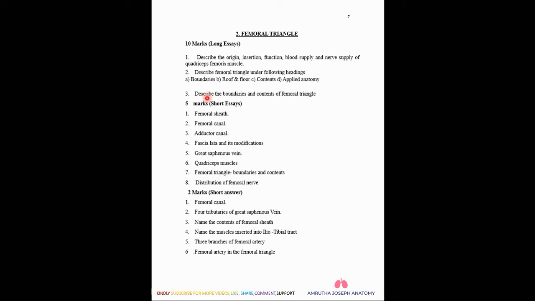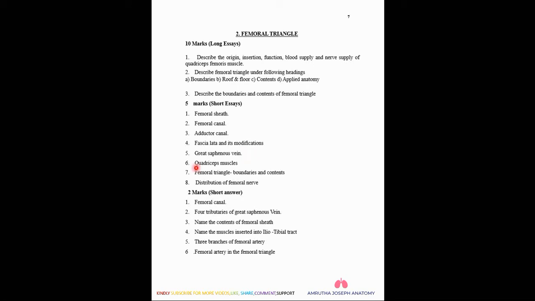5 marker, femoral sheath. It is related to your femoral vessels. Femoral canal, again it is related to the femoral triangle area. Adductor canal. Fascia lata and its modifications. This question, you should be careful, you should know this. Usually people neglect it, but please read on this. Great saphenous vein, and one more question which can be asked here is the small saphenous vein. Quadriceps muscles: here you need to mention attachments, actions, nerve supply.